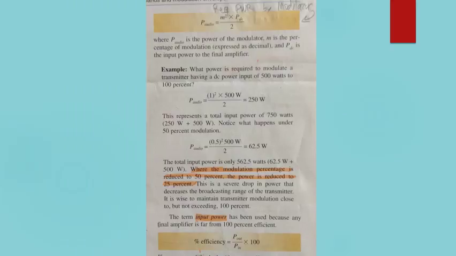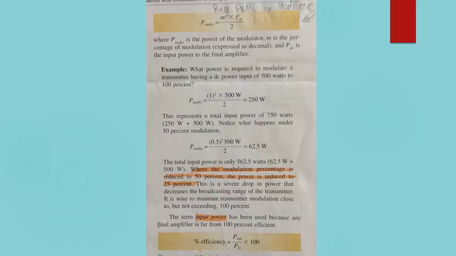Sideband power. The DC input power to the final amplifier of a transmitter is the product of voltage and current. To find the power required by a modulator, the following formula can be used, where P audio is the power of the modulator, M is the percentage of modulation expressed as a decimal, and P DC is the input power to the final amplifier. As an example, what power is required to modulate a transmitter having a DC power input of 500 watts to 100%? Following the formula, we get 250 watts. This represents a total input power of 750 watts, or 250 watts plus 500 watts.